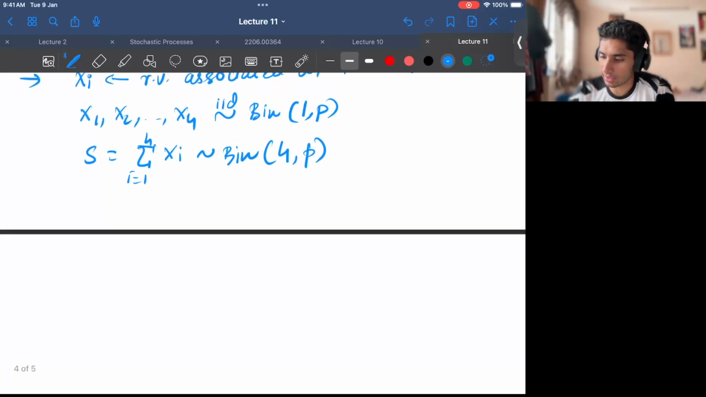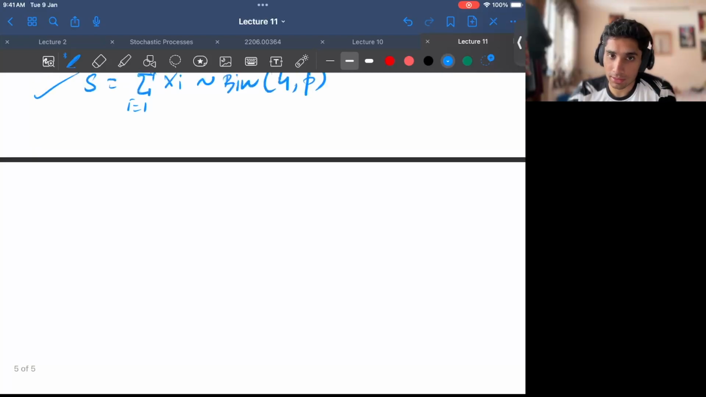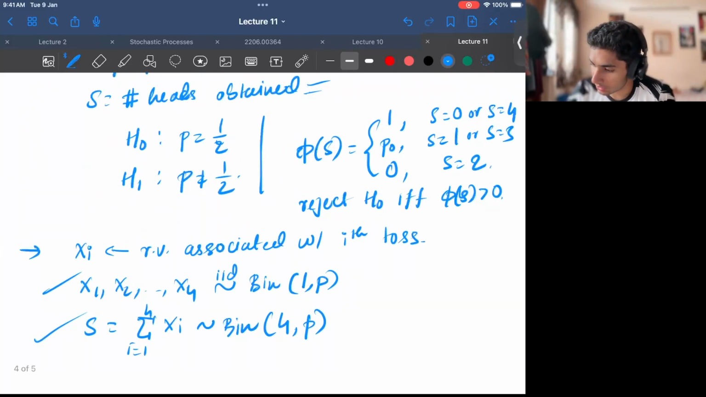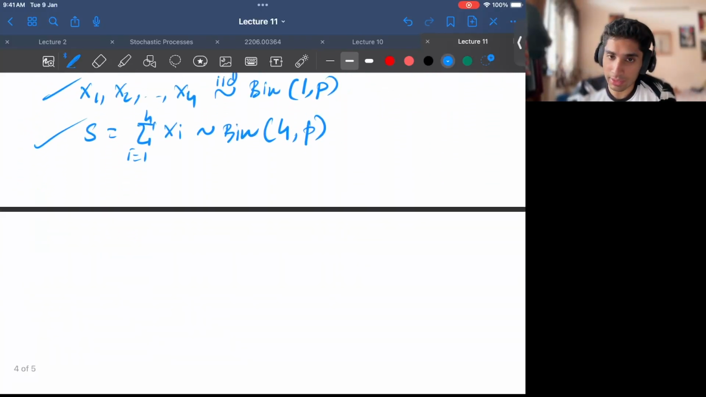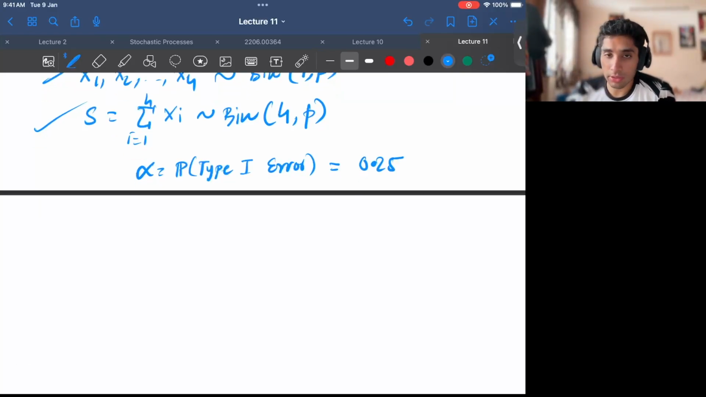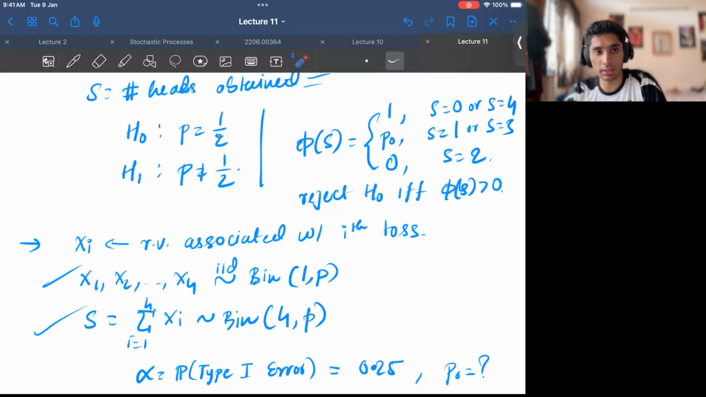So this is now convenient, right? We know the distribution of this thing and we know the distribution of this thing. Fine. Now, what is the type 1 error? Okay, I didn't actually tell you what the question is. The question is that it is given that alpha, which is equal to probability of type 1 error, is 0.25. The question is, what is the value of P naught? So if you remember, P naught is this thing, right?